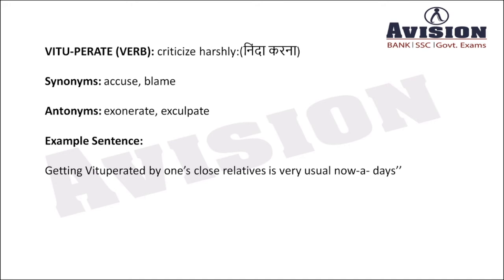Remember, exonerate is a word that is maybe one of the top 50 words of SSC examinations. Exonerate is making someone blame free. So it is the antonym of vituperate. Other than exonerate, we can use the word exculpate. It is also an antonym of vituperate. Now here is a sentence where this word is properly utilized. It says, getting vituperated by one's close relatives is very usual nowadays. It means you get criticism mostly by your relatives and family members. It is happening. So this is how the word can be used in a sentence.